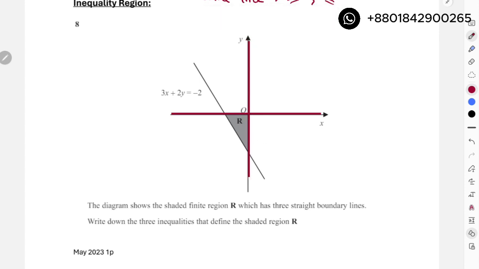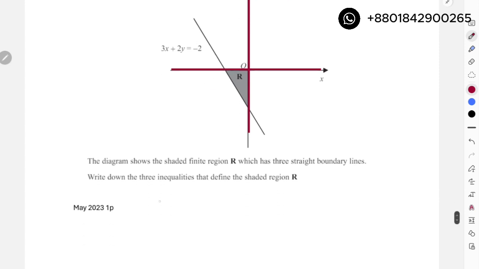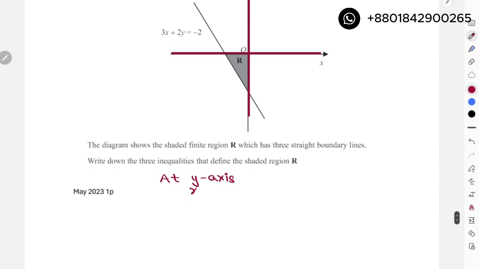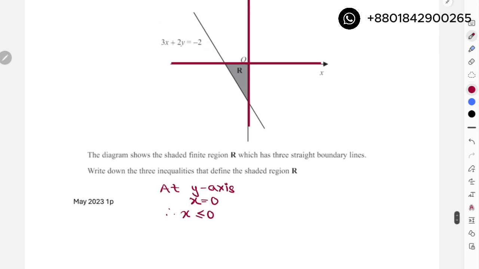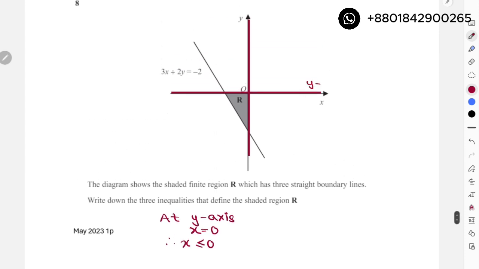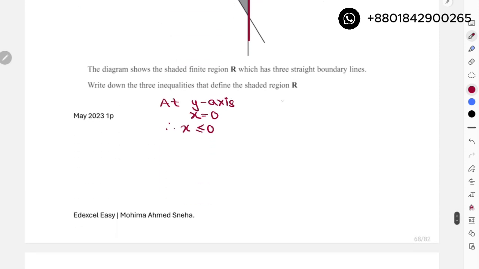So in this case, your region was to the left of the y-axis, right? At the y-axis, the equation is actually x equals 0. But this time the inequality will be what? The region is to the left, so we get x less than or equal to 0, right? For the left, that's why it was less than. And again, for the x-axis, the equation is y equals 0. And this was below the x-axis. Again, below means less than or equal to. So again, we can write that at the x-axis, y is 0, but for the inequality it will be y less than or equal to 0.